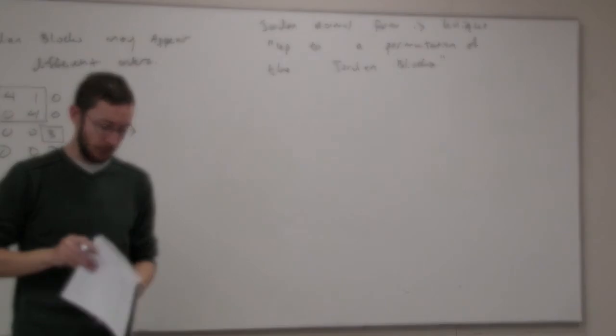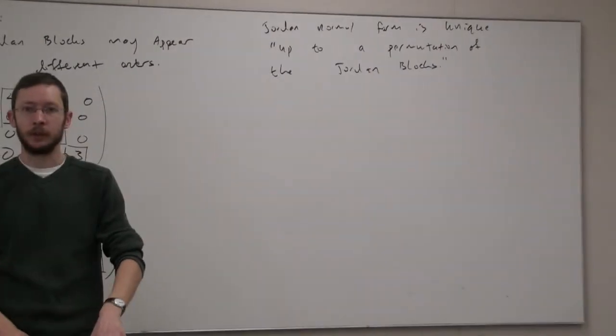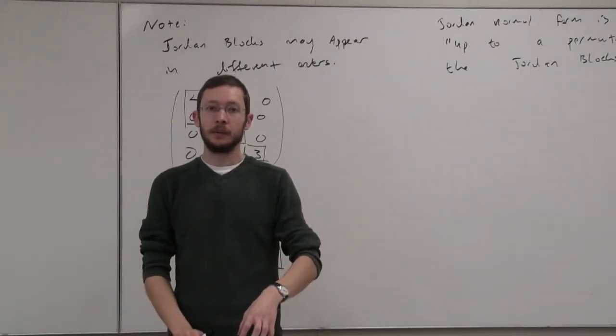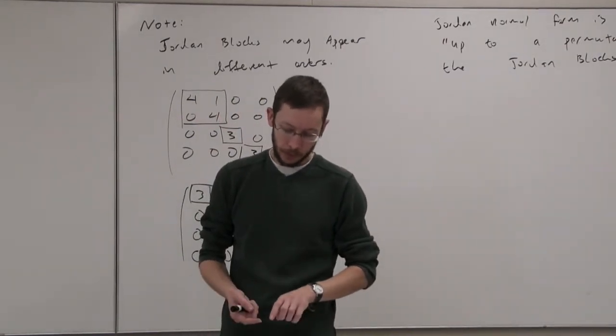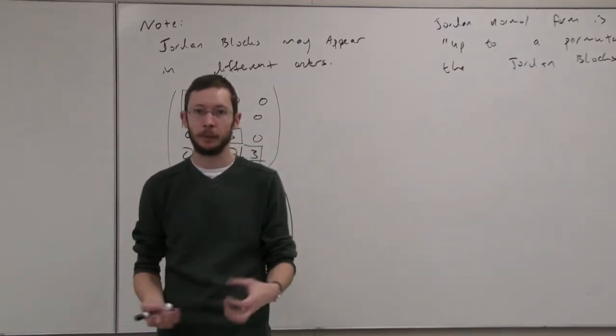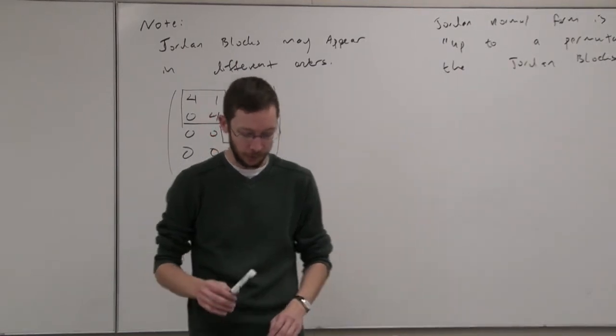Each permutation of the Jordan blocks represents just a rearrangement of the basis vectors. In setting up a matrix for a transformation, you have to order the basis. And in choosing a different order for the basis, you get a different matrix, but the matrix still represents the same transformation. It's just that the basis vectors are in a different order, right? So that's all that's going on.